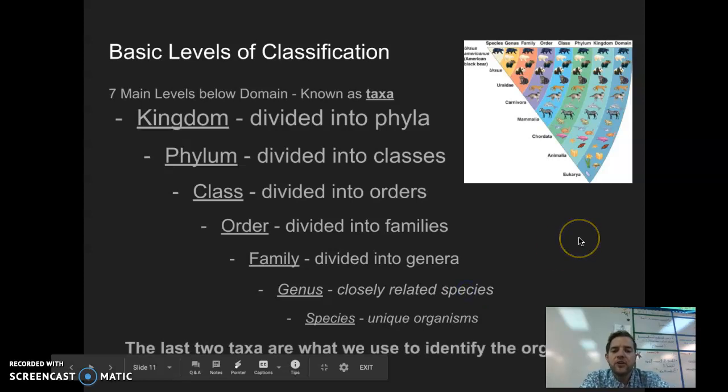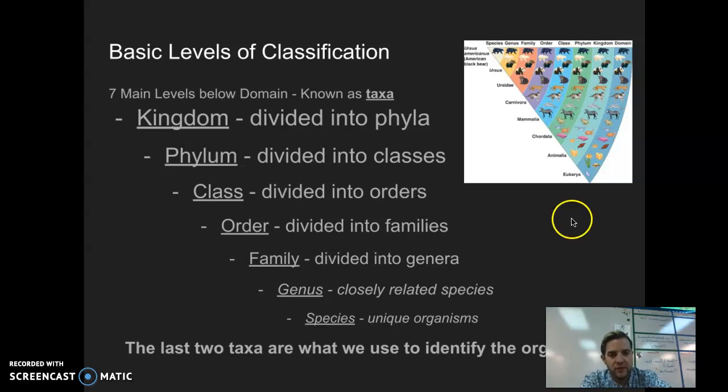So the species and the genus are what we use to actually identify the organism on its most specific level. Those last 2 taxa are how we identify the organism. That is its true name. Now we have common names for a lot of these organisms, but their true name is their genus and species.